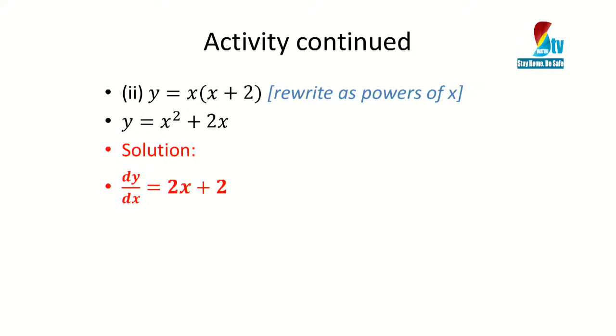Now let us look at this activity here, dear Lena. You can also be given a function in the form y is equal to x into x plus 2. So you first have to expand this bracket. So when you expand this bracket, you multiply x by x, you get x squared. You multiply x by 2, you get 2x. So that now we have terms that have x.